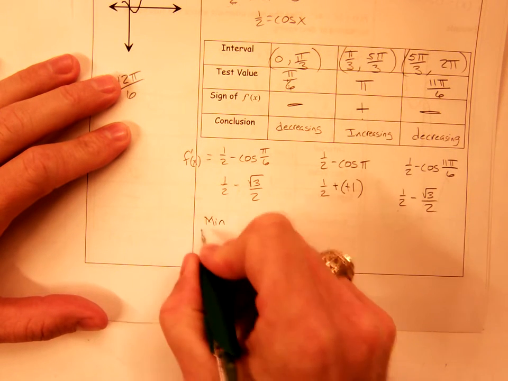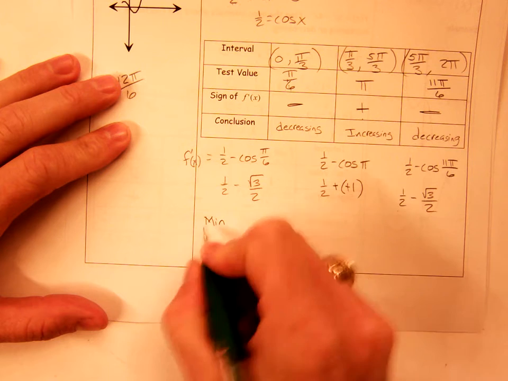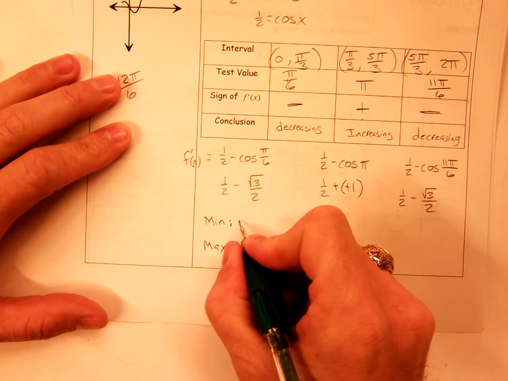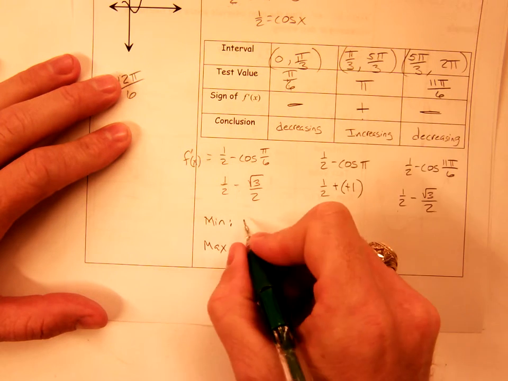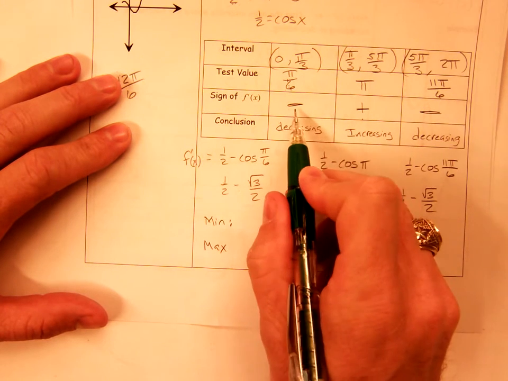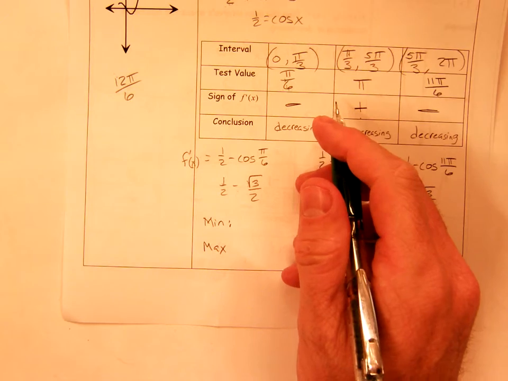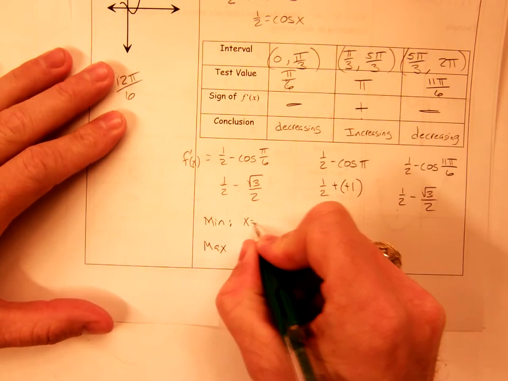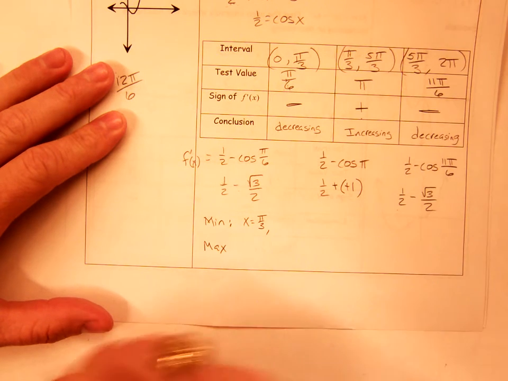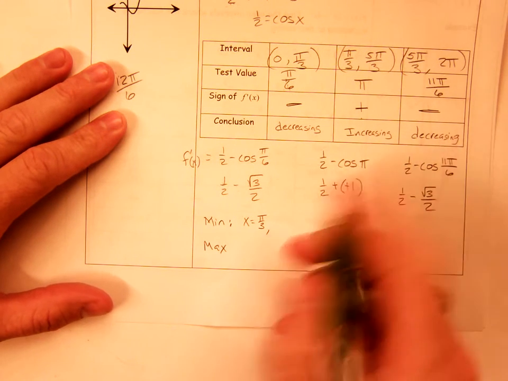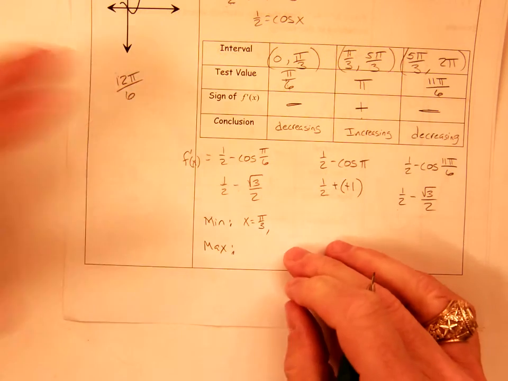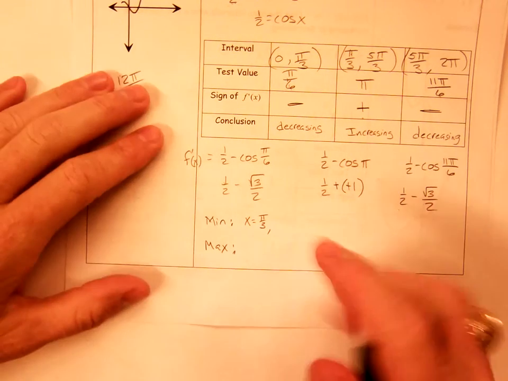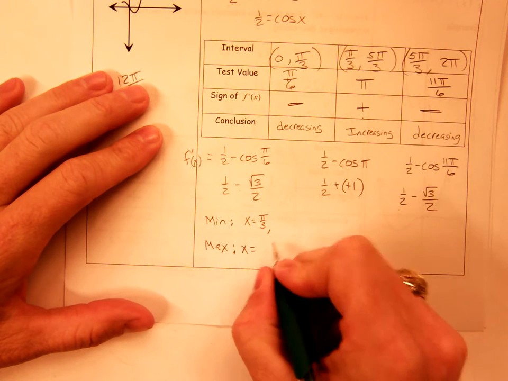So mins and maxes is what we're looking for. Relative mins. So the minimum is at pi over 3, right? It's going from negative, going down, down, down, down to positive, up, up, up. So this is a min. So x equals pi over 3. And I don't know on the other side. And then the max goes from positive, tick, tick, tick, it's like a roller coaster. And then it goes down. So this is at x is equal to 5 pi over 3.